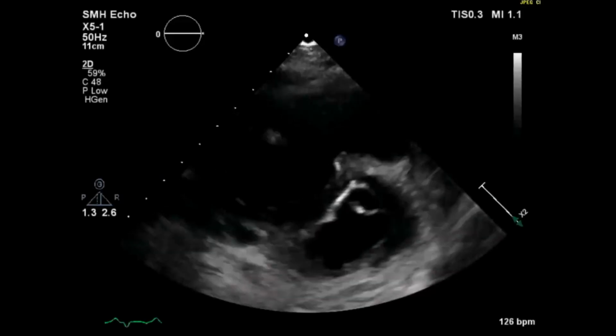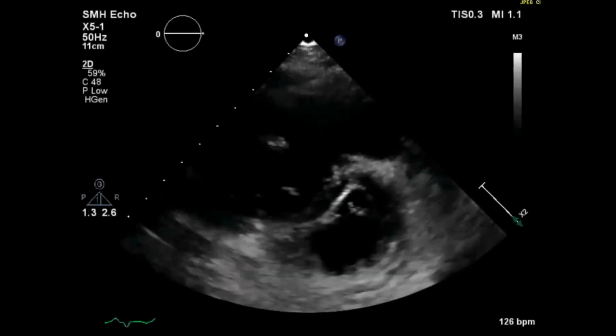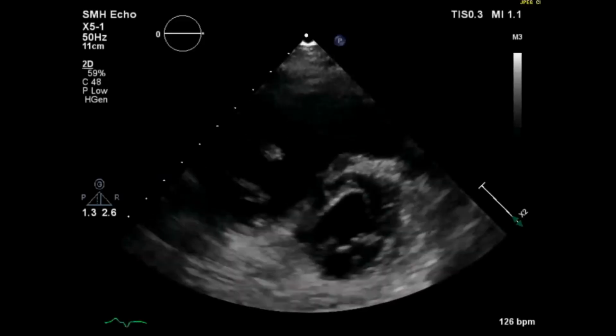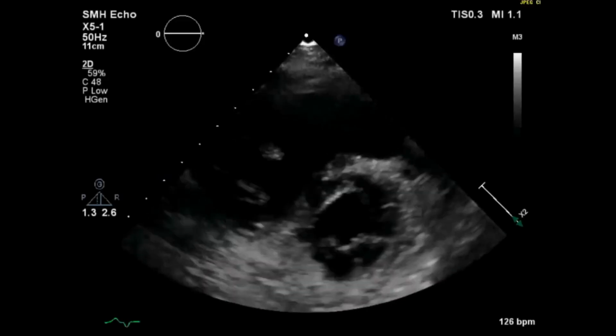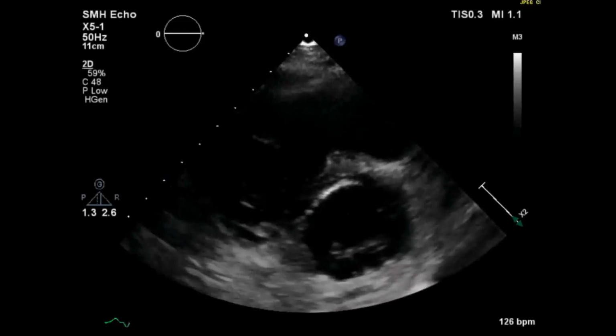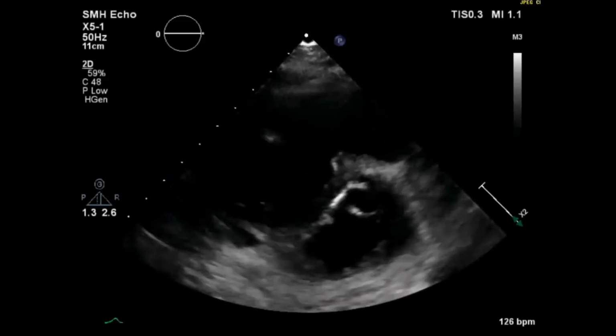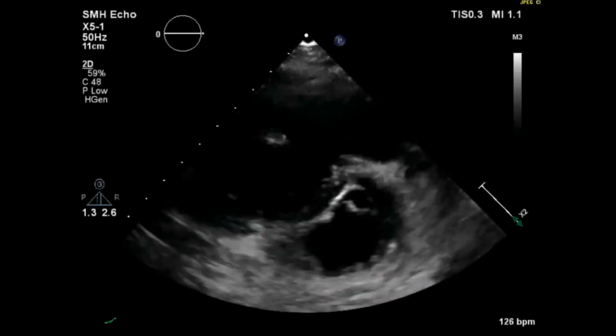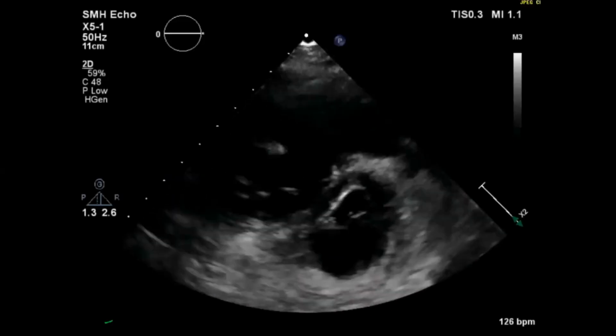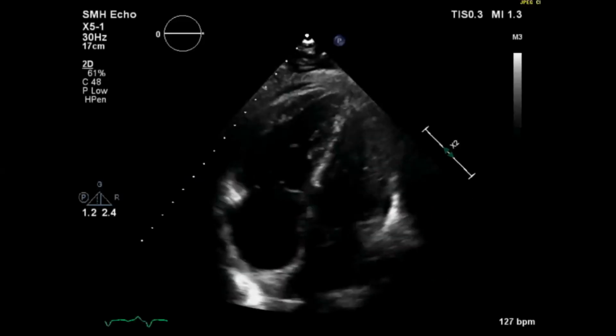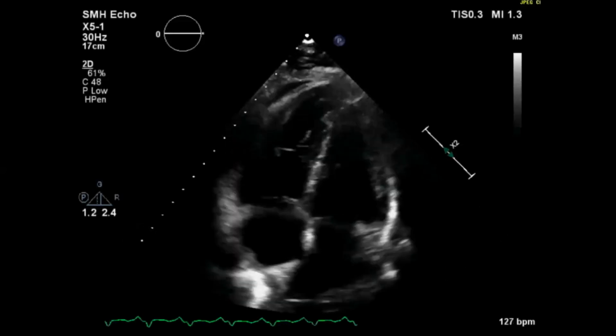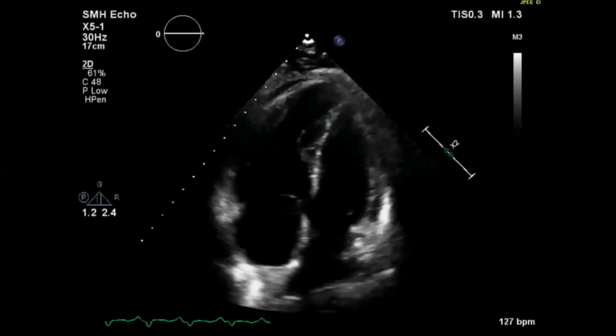So the second case. Very dilated RV, there's a flattened septum. It's almost D-shaped.